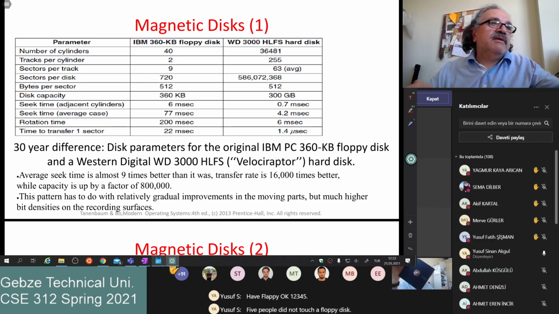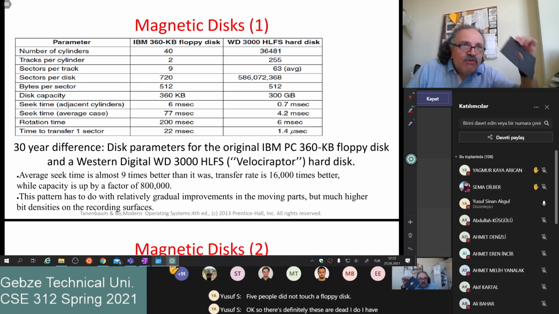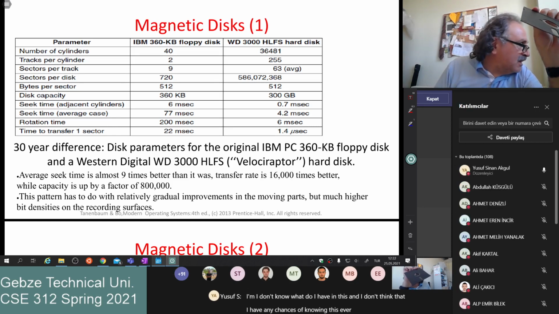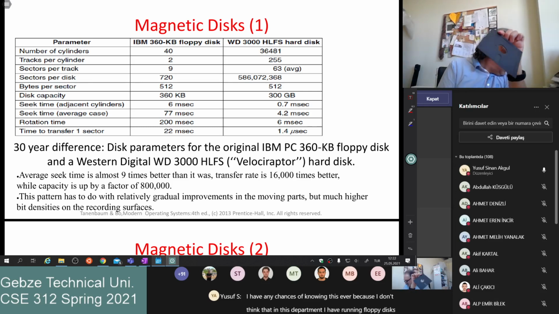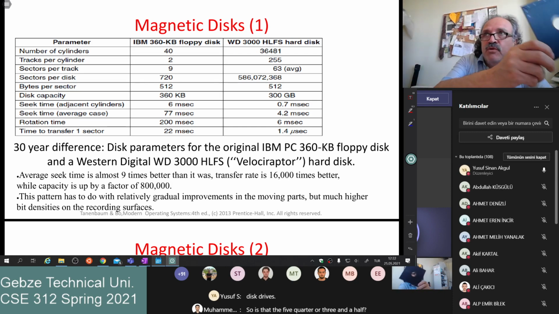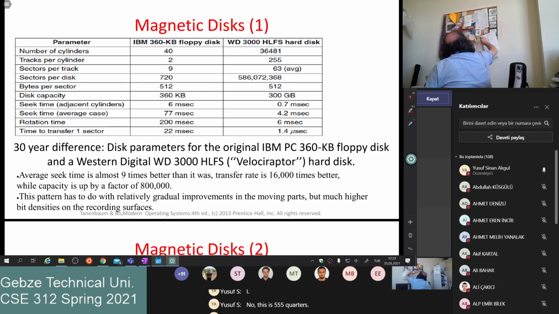Okay, so definitely these are dead. I don't know what I have in this, and I don't think I have any chance of knowing this ever, because I don't think I have running floppy disk drives in this department. Is it 5.25 or 3.5? No, this is 5.25. 3.5 is here. Can I get it? Yeah.